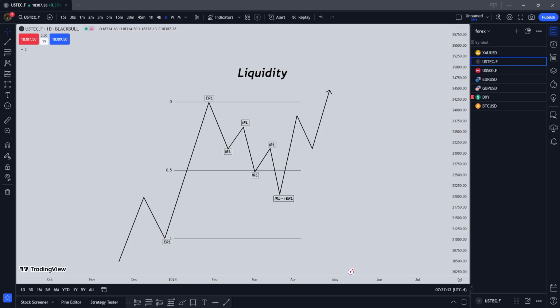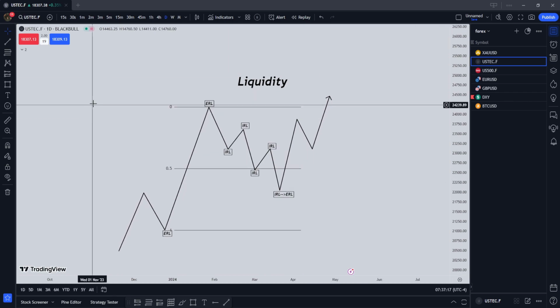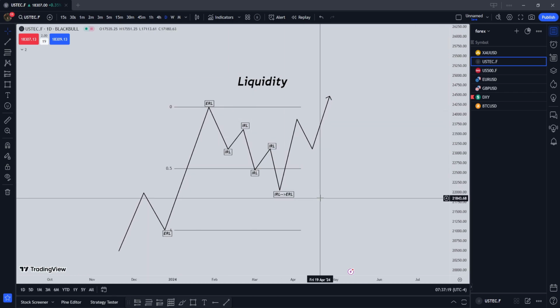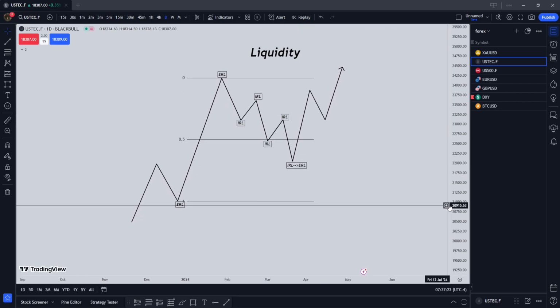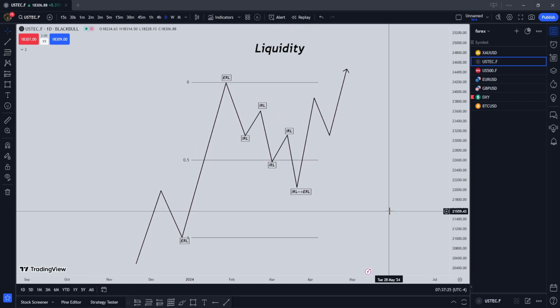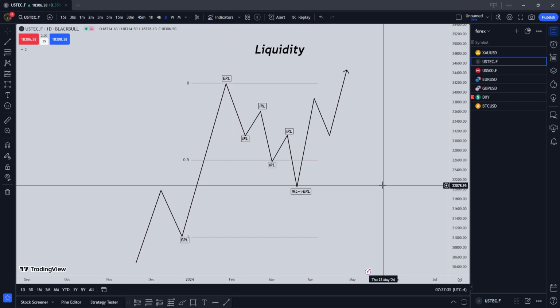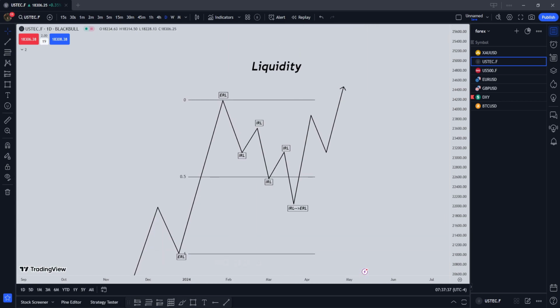How's it going, everyone? Today I am going to talk about liquidity, mainly about external range liquidity and internal range liquidity. If you learn this, it's going to get easier to find your draw on liquidity and the narrative where price is most likely going to go to draw, the external draw. So today I'm going to talk about external range liquidity and internal range liquidity.